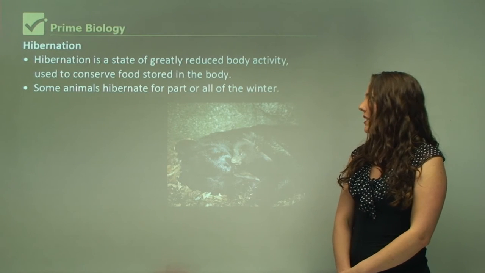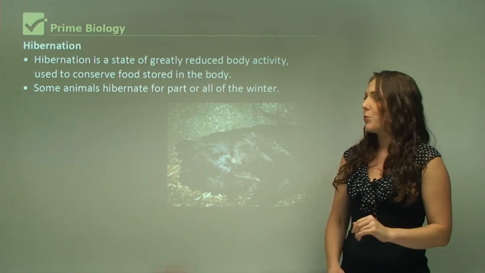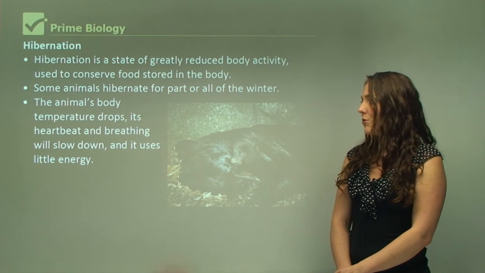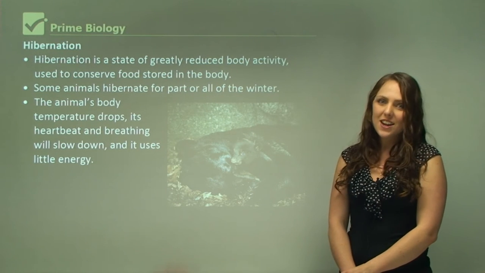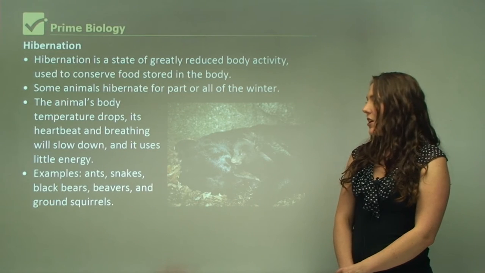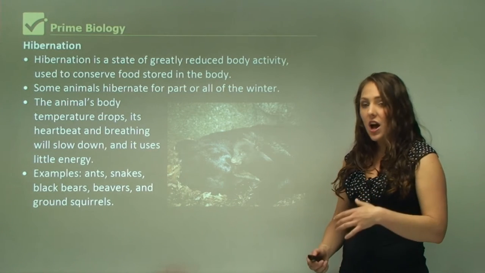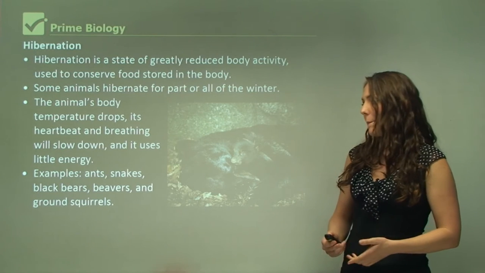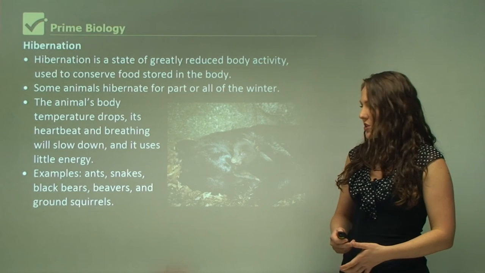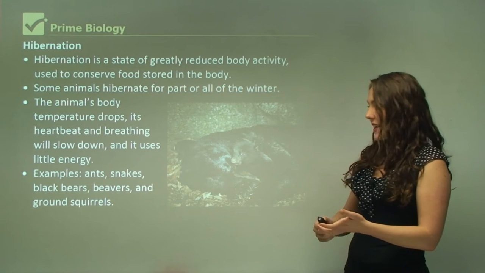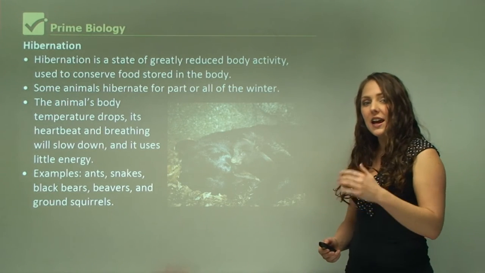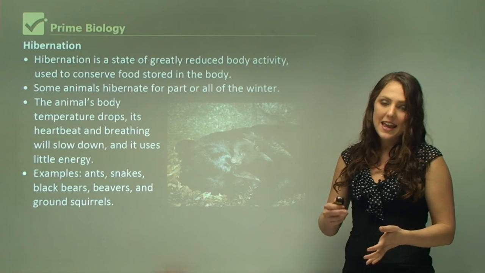Some animals hibernate for part or all of the winter. The animal's body temperature drops, its heartbeat and breathing slow down, and it uses little energy. Examples of animals that hibernate are ants, snakes, black bears, beavers, and ground squirrels. And you can see that snakes and ants are ectotherms. So this behavior happens in both endotherms and ectotherms.